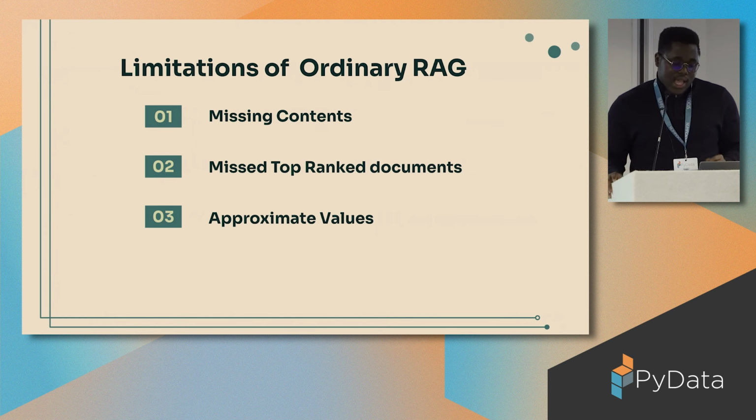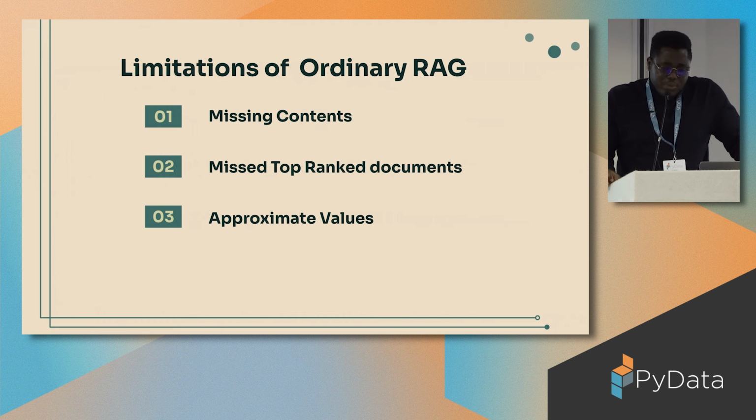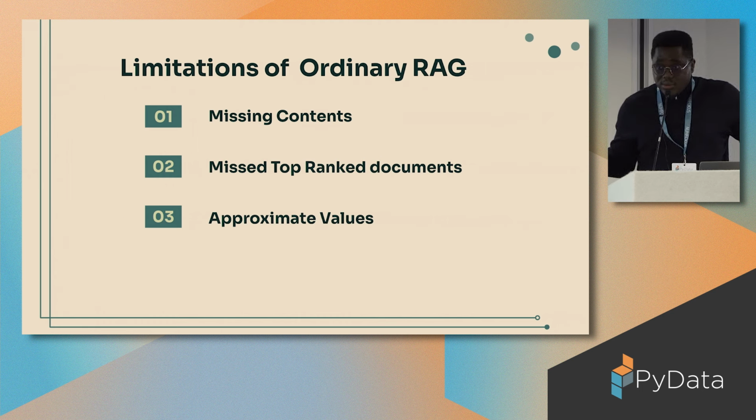Which leads me to my next point: missing top-ranked documents. RAG, as much as it is a science, is also an art, because you have to do a lot of prompt engineering. You have to experiment with what your K values are, and by K values I mean the top number of documents you want to get back. Also, at the moment, you can only get approximated values from RAG. Those are some of the problems that we are going to try to solve with a graph database today.